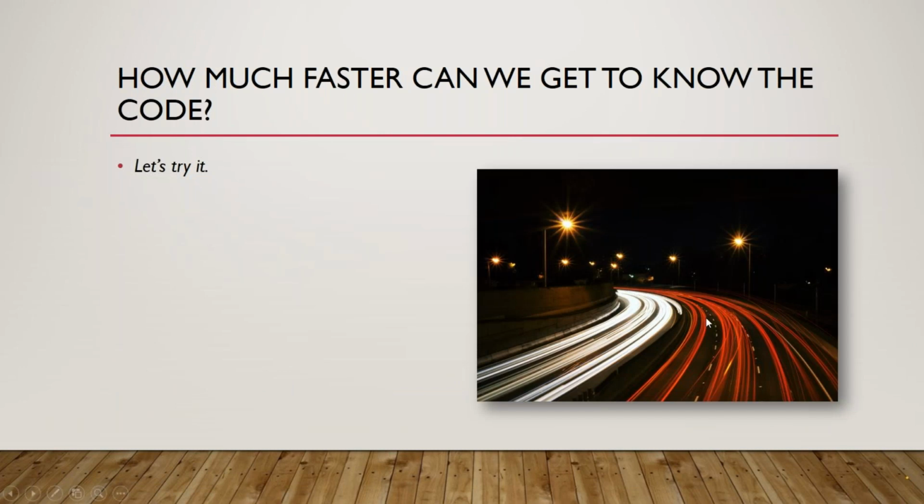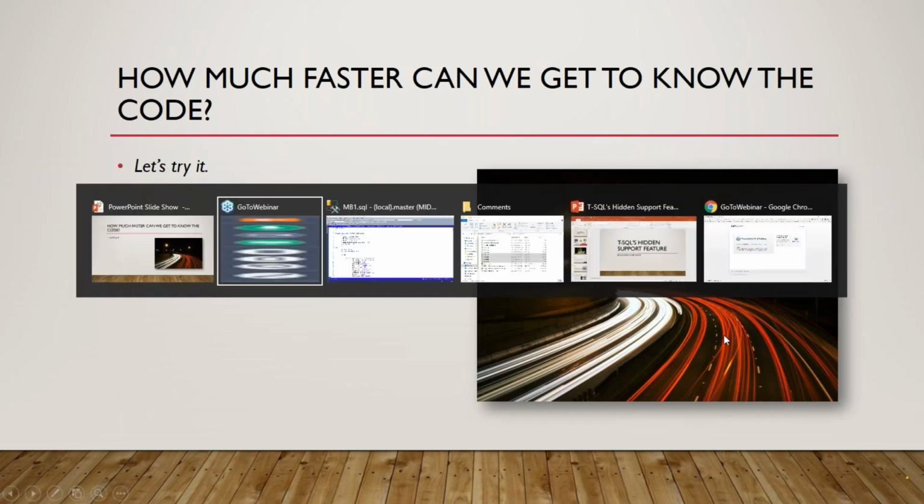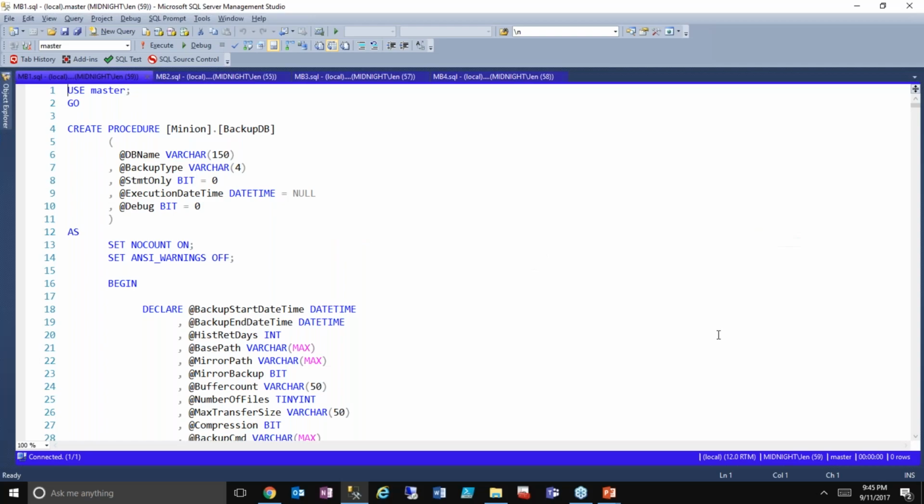So how much faster can we get to know a bit of code? Let's go ahead and actually get some code on and try this. I've used the procedure minion.backupdb. It's one of the procedures, and I feel very comfortable using this because it's free. You can go download it. We don't even get your email or anything. It's a community tool.